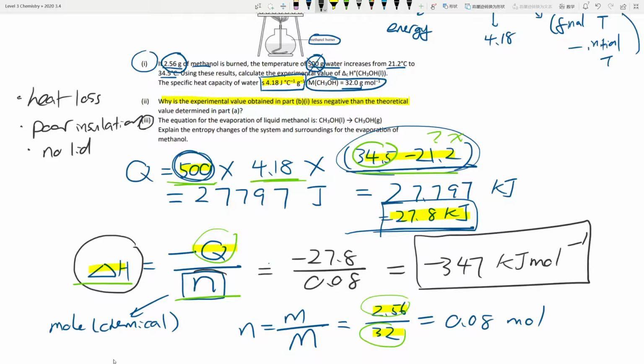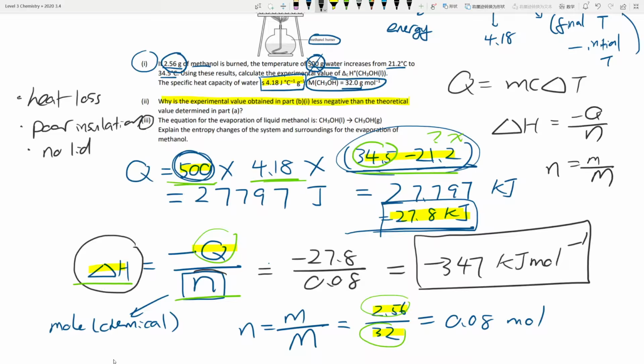Like I said, you just remember Q equals mc delta T, Q equals mc delta T, and then the enthalpy change is negative Q divided by the mole. Mole equals small m divided by big M. These are the only 3 equations you're going to need for this one, and you just need to know which number to substitute into which equation, which is kind of the difficult part.